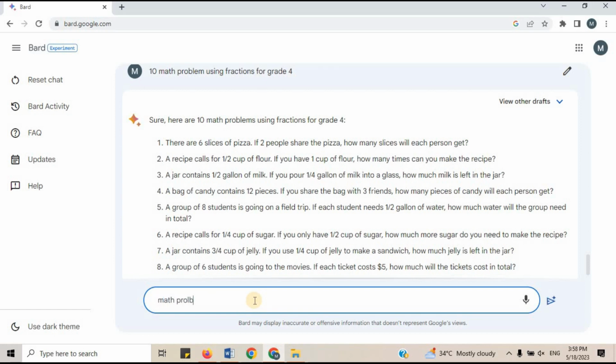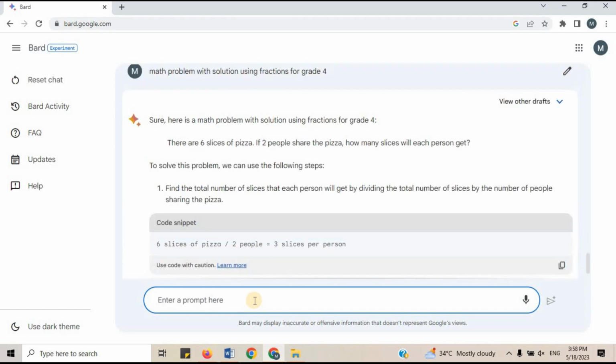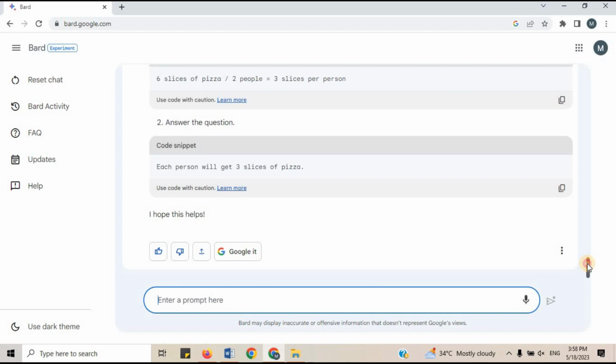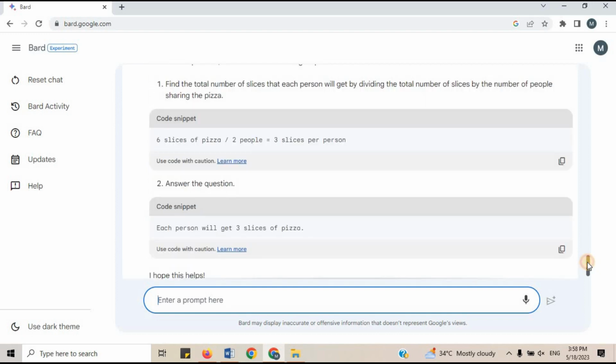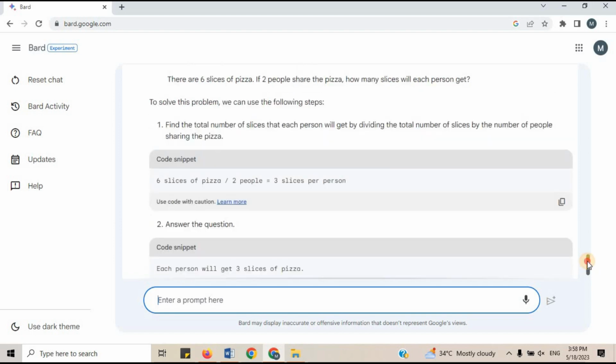Now, I will say to write a math problem with solution using fractions for grade 4. Sure, here is a math problem with solution using fractions for grade 4. To solve this problem, we can use the following steps. They have shown us the steps to solve this problem. In this way, you get a math problem with solution on any math topic for any grade level.